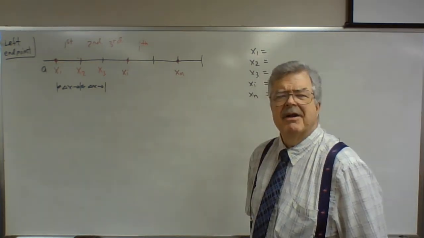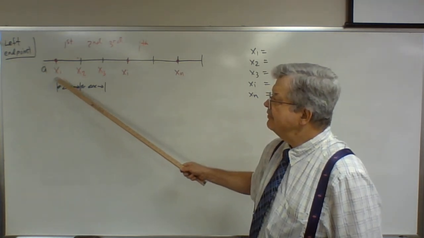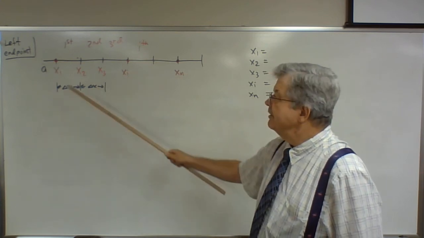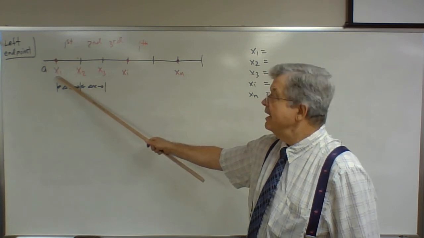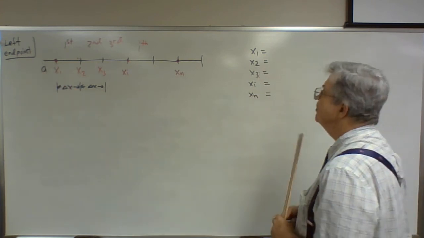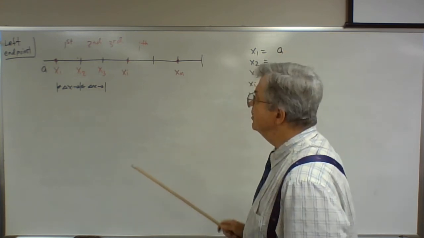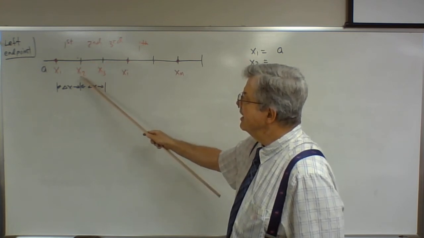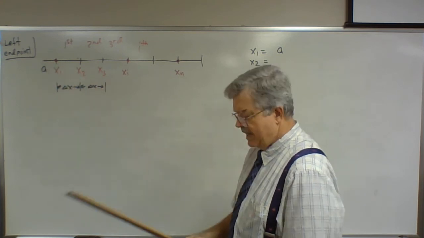How do we define our x sub i's? Let's say that x sub i is the left endpoint of the ith subinterval. So x sub 1 will be the left endpoint of the first subinterval. In other words, x sub 1 will be the same as a. So x sub 1 is a. x sub 2 will be the left endpoint of the second subinterval, and x sub 2 is the distance of delta x from a.